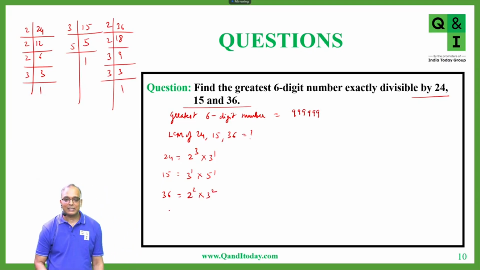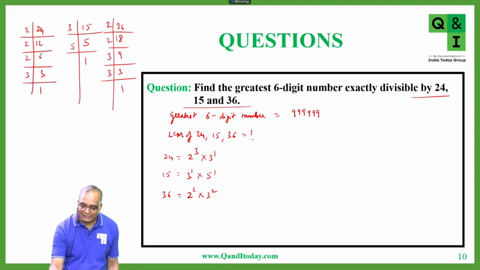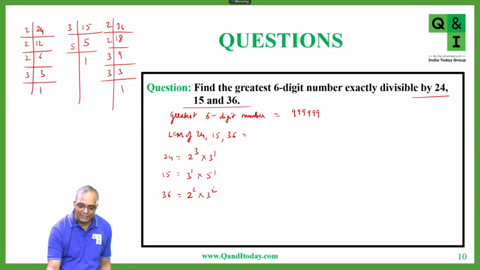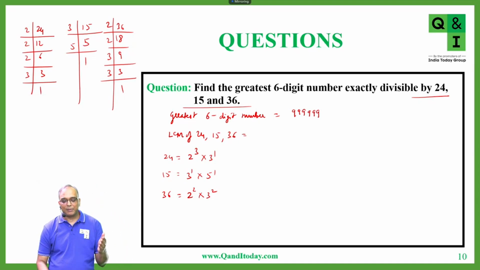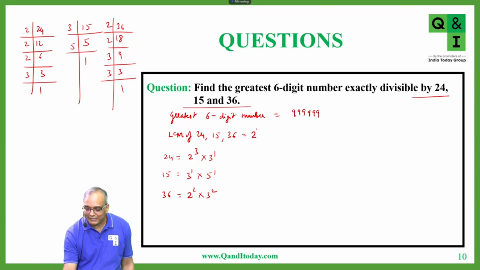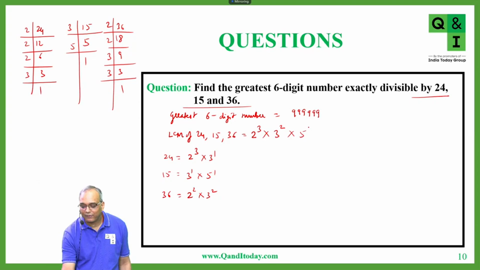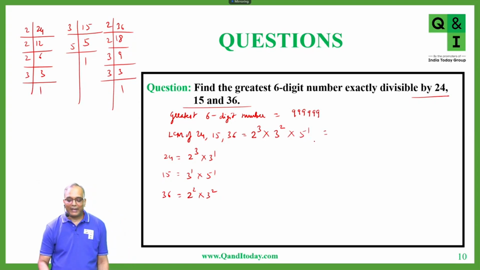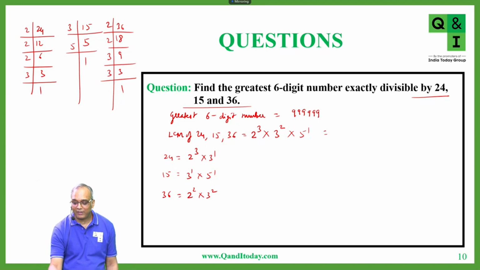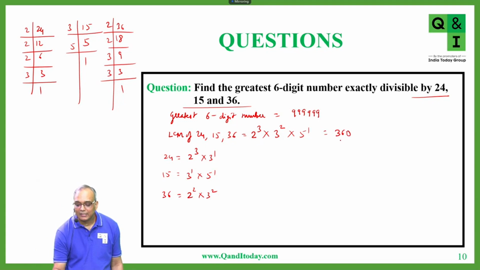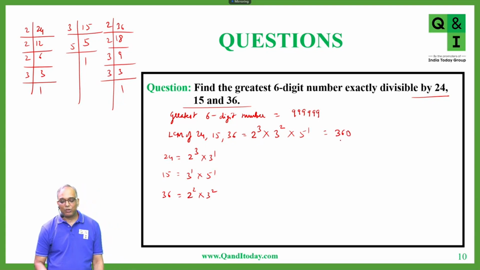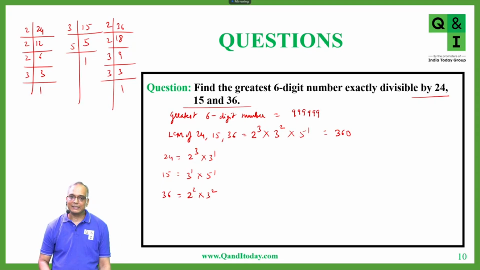Now if we have to find the LCM, students, how do we find the LCM? We take all the factors with the highest power of each. So for 2 the highest power is 3. For 3 the highest power is 2. For 5 it is 1. So we have 8 times 9, 72, into 5 is 360. So 360 is the LCM of 24, 15, and 36.